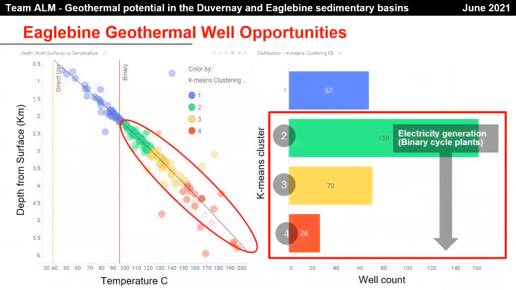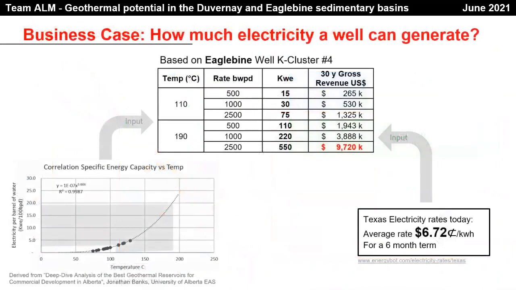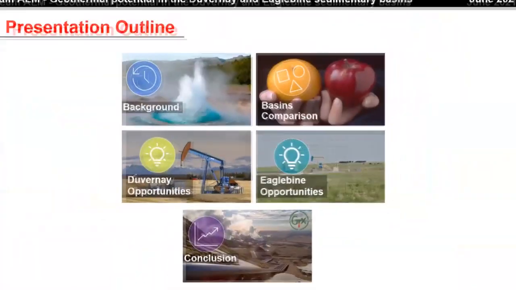In terms of uses, over 250 wells in clusters 2, 3, and 4 are suitable for electricity generation, while cluster 1 is only suitable for direct heating use. Using the same estimation method as before, an Eaglebine well could generate from $300,000 up to $10 million in gross revenues over a 30-year period. Eaglebine wells have higher temperatures than Duvernays, which shows up in better economics.